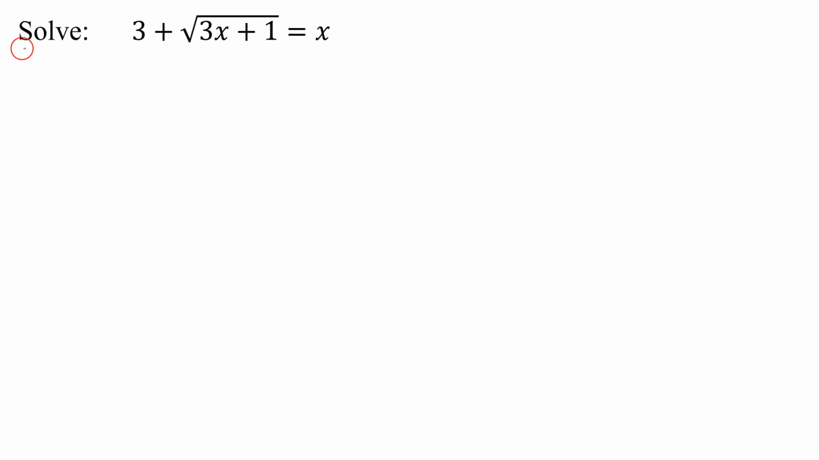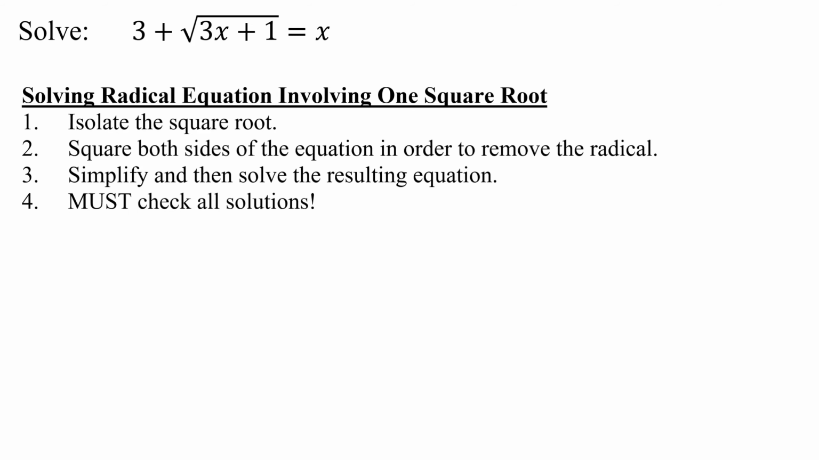In this problem, we're asked to solve this equation here. Well, what type of equation is it? If you notice, it has a radical in it, a square root. And how many square roots does it have? Just one. So what are the steps in solving a radical equation that involves one square root?